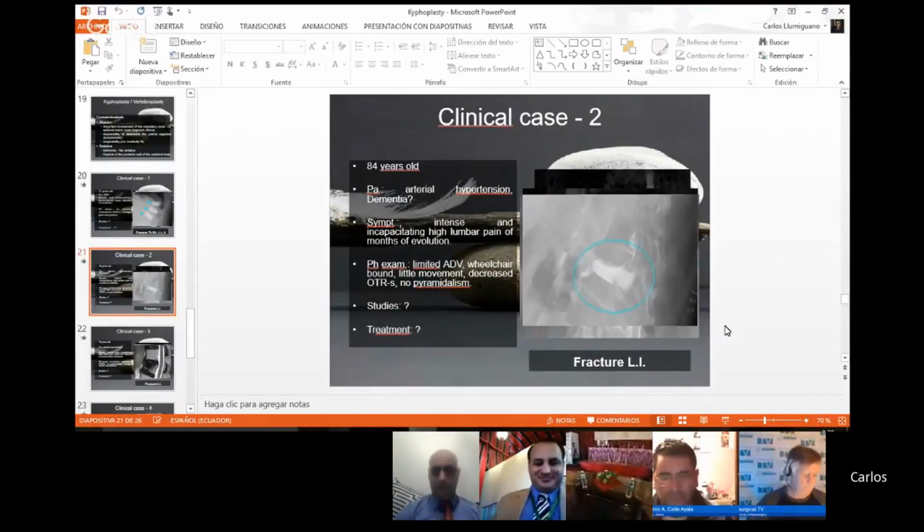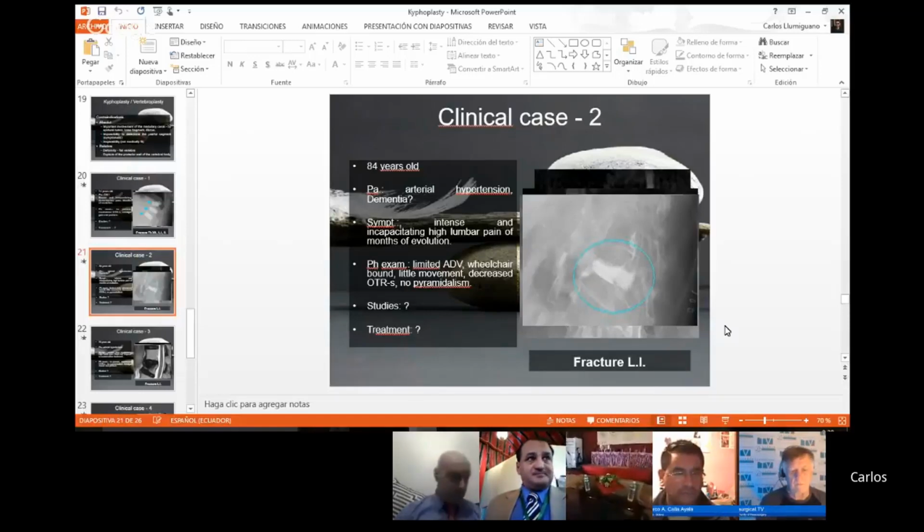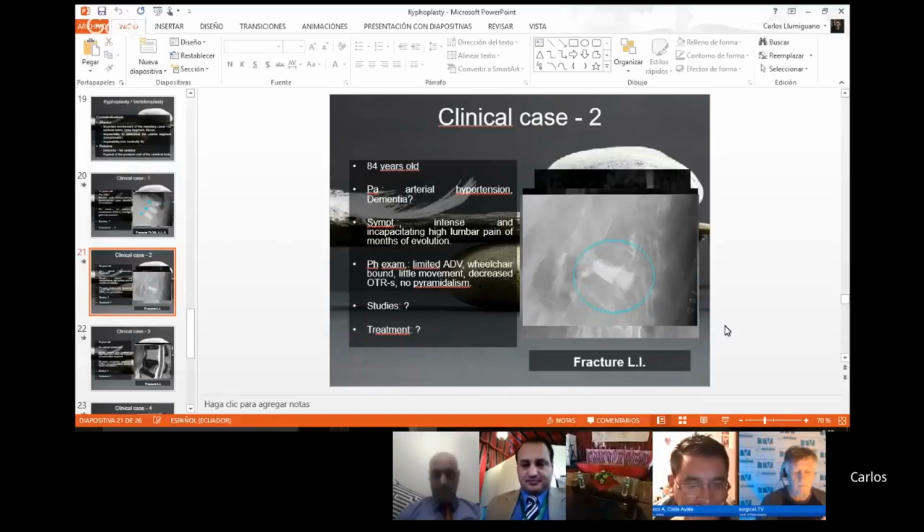At physical examination, limited activities of daily living, wheelchair bound, little movement, decreased osteotendinous reflex, no pyramidalism. We did in this case again X-ray and MRI studies, and we determined the fracture of L1, lumbar 1. We treated with kyphoplasty. After 2 days, the patient was discharged to home.